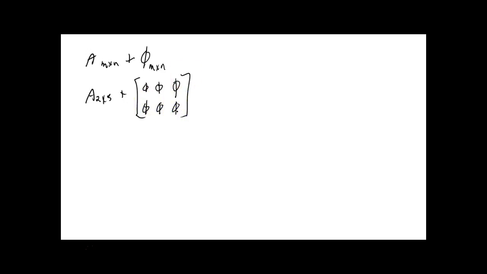If A is an M by N matrix, and you want to add another matrix to it that's not going to change anything, then you add the zero matrix that is also an M by N. Now, what is a zero matrix that's an M by N? Let's just say A is a 2 by 3. Then you would add to that 0, 0, 0, 0, 0, 0. A 2 by 3 zero matrix.